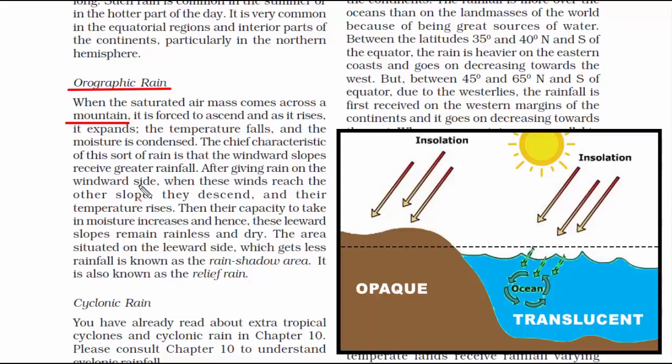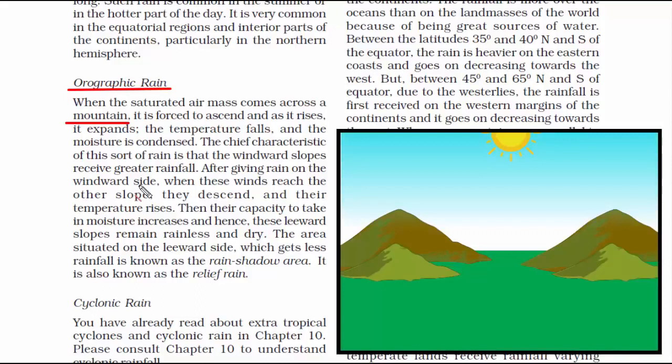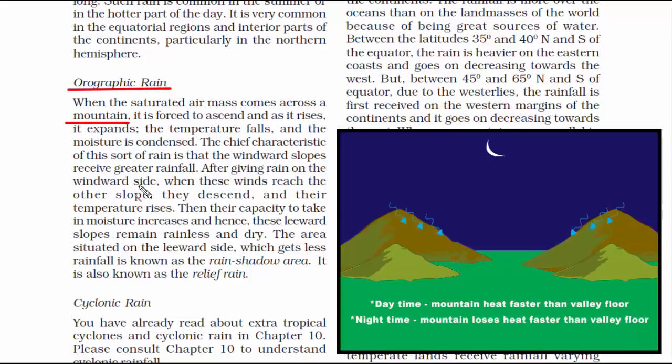Likewise, land loses heat faster than water. Now coming to the land surface, the top portion of a mountain will heat up faster and also lose heat faster than the valley floor. And that's what makes the mountains cool.